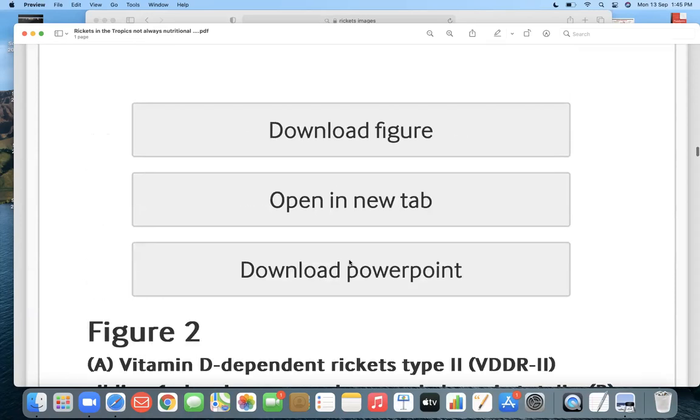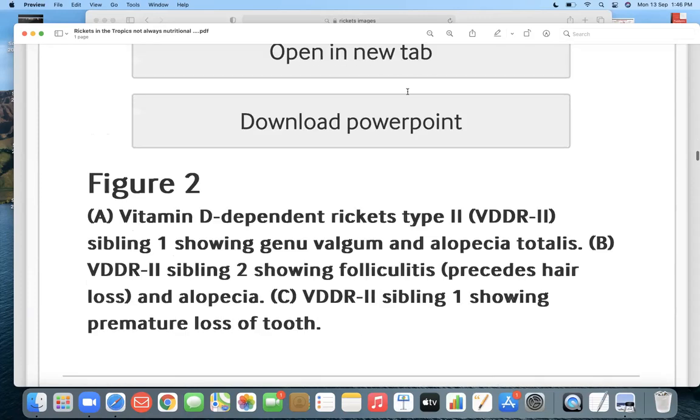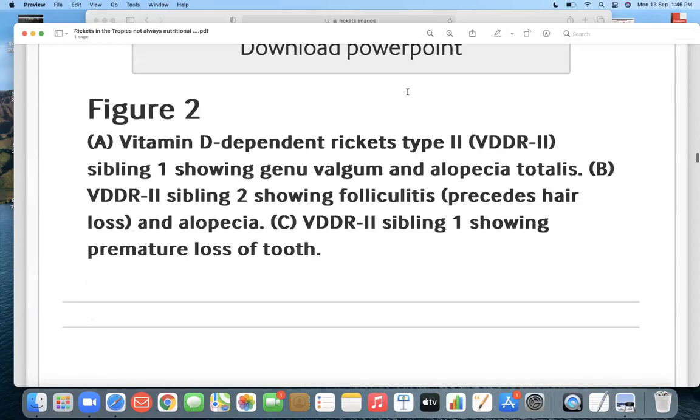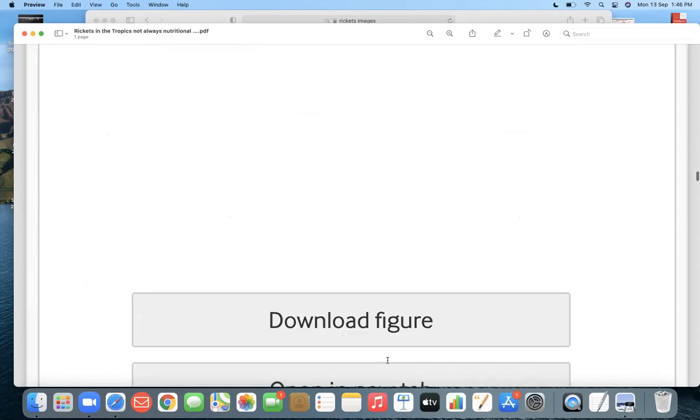I don't know why I could not show you the figure, but you saw the picture when we were describing. It was of two siblings. One was showing alopecia totalis with genu valgum, which is the case we discussed. The other was just showing preceding hair loss now. He has started the hair loss, and this child also had premature loss of teeth. So I'll read about it here.